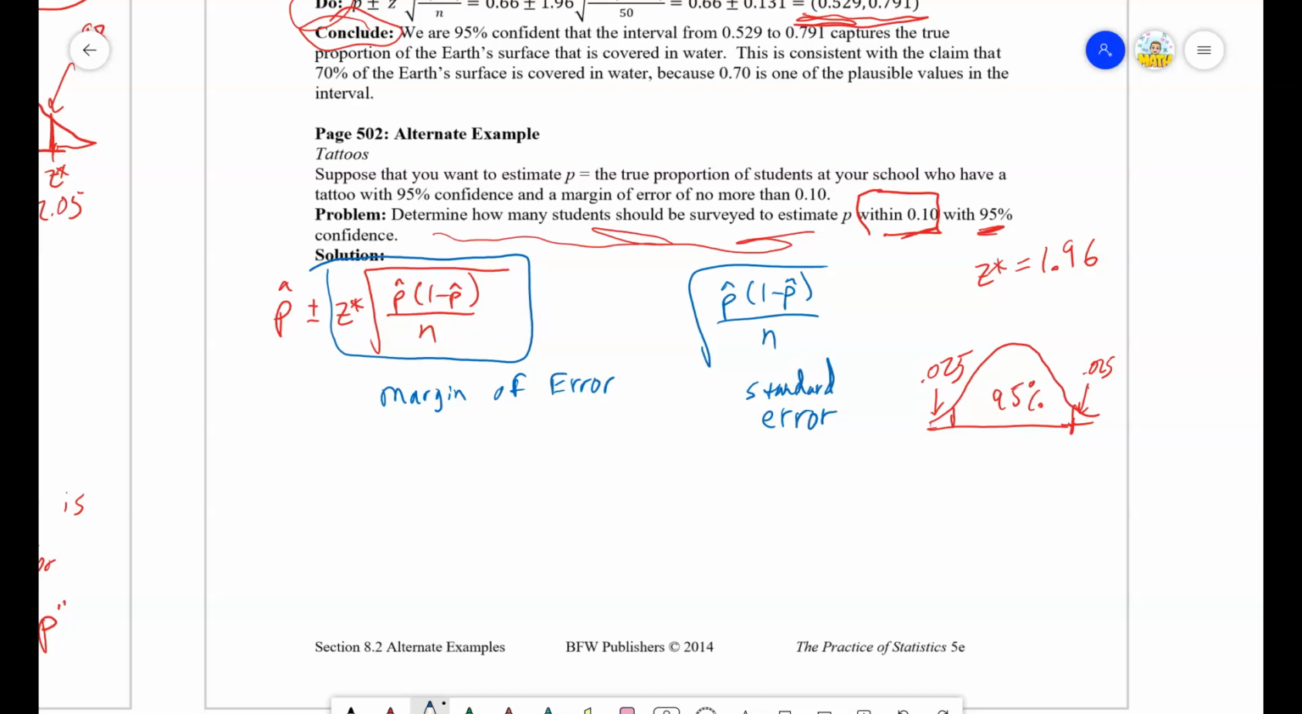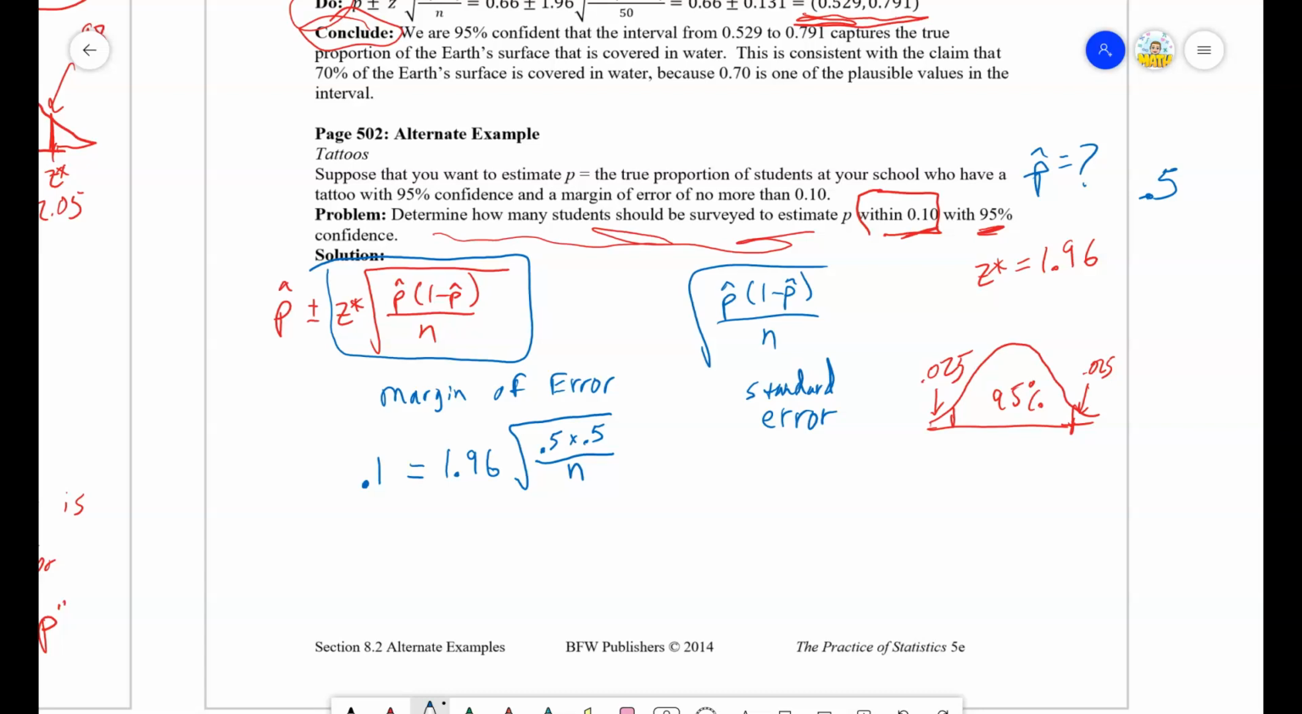Suppose that you want to estimate p, the true proportion of students at your school that have a tattoo with 95% confidence. So since I don't have any preliminary estimate for p hat, what should I use? If I don't know anything about p hat, we just use 0.5, okay? If p hat is completely unknown, use 0.5, and that'll give you the highest possible sample size that you would need. Okay, so we want this margin of error to be no more than 10%. So I take 0.1 and I'm going to set it equal to 1.96 times the square root of 0.5 times 0.5 over n, and we're solving this for n.